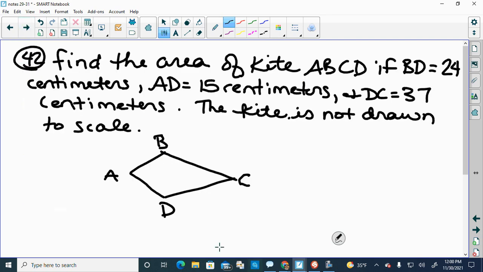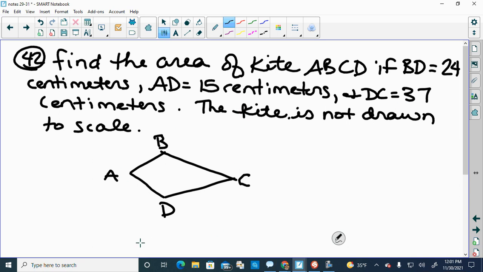Okay, now moving away from trapezoids, now we're going on to kites and rhombuses. We're almost done. Okay, so number 42, it says find the area of a kite ABCD if BD is 24 centimeters, AD is 15 centimeters, and DC is 37 centimeters. And it says the kite is not drawn to scale. So just basically ignore that.